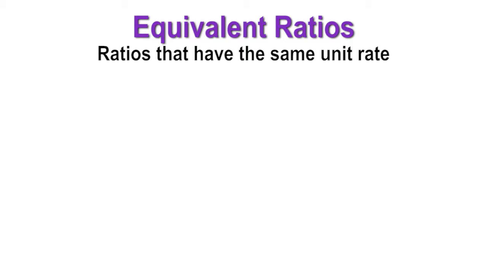For example, let's look at the ratio 1 to 2. Let's double the ratio to create an equivalent ratio of 2 to 4. Now let's triple the initial ratio to create 3 to 6. They are all equivalent ratios.